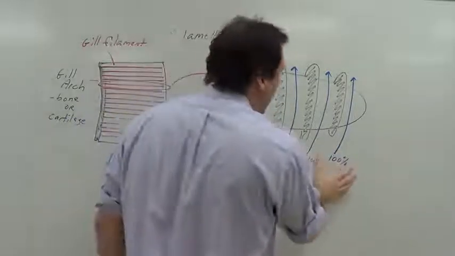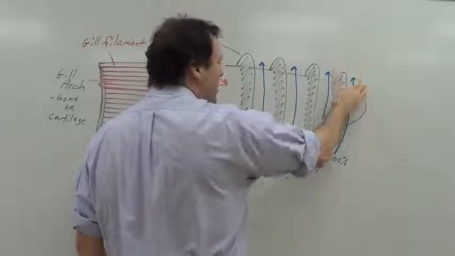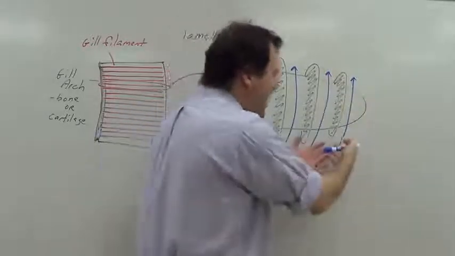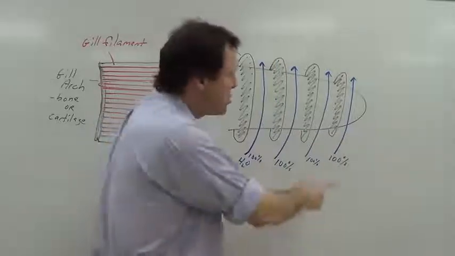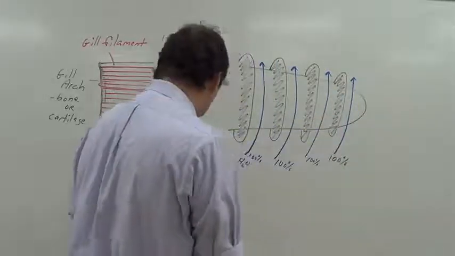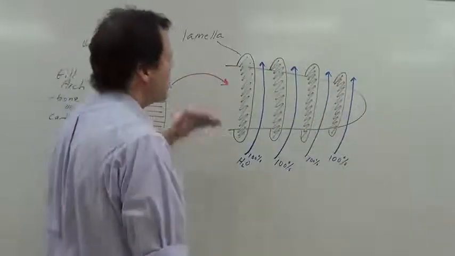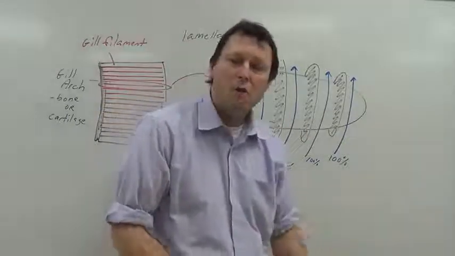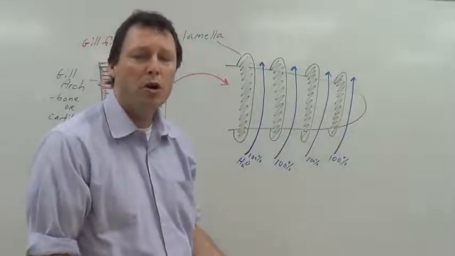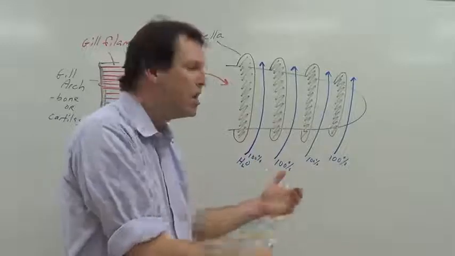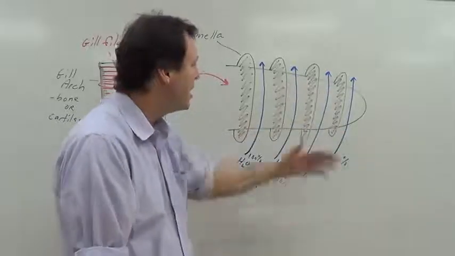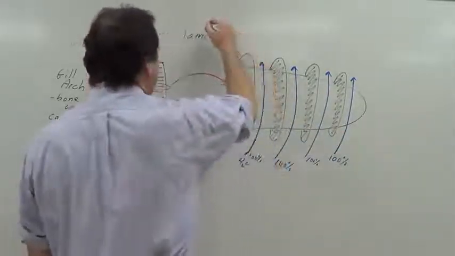And as that water moves over the gill, obviously oxygen is going to get removed from that water, and this number is going to go down. Now the next thing I want to do is draw some blood vessels here, because that's where the diffusion is going to occur, between the blood in the blood vessels and the oxygen in the gills. So I'm going to add some blood vessels in here.